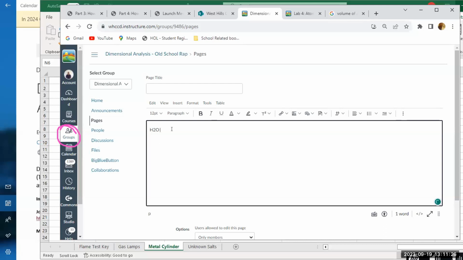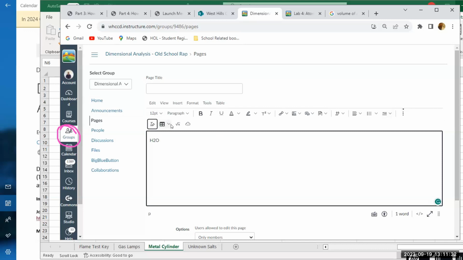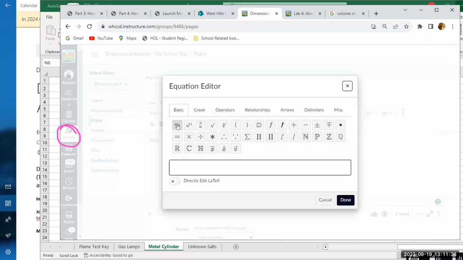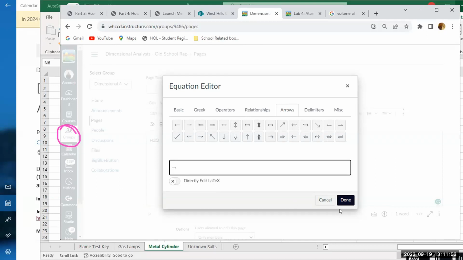And then I want to say it yields, right? So if I want to make that arrow for yield, I'm going to go here to insert mathematical equation. And then there's a tab that says arrow. So then I can select the arrow that I want to use. I want to use a big yield arrow. So let's see if this one looks good right here. So I'm going to go ahead and put that one in there.